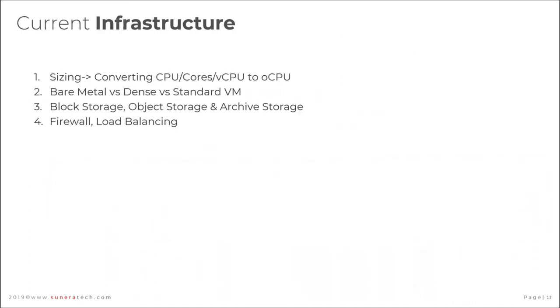Moving on to the next one, the current infrastructure. Ultimately it comes down to cost, and your current infrastructure is going to drive your bill of materials. Depending on whether you're running on physical systems or virtual machines, there's a complete sizing aspect, converting your current number of CPUs and cores to OCPUs, and then deciding whether you require dense IO, bare metal, or accelerated cloud service potentially. Also driving the BOM is whether you want to use block storage, object storage, archive storage, some combination of them, or possibly even file storage.